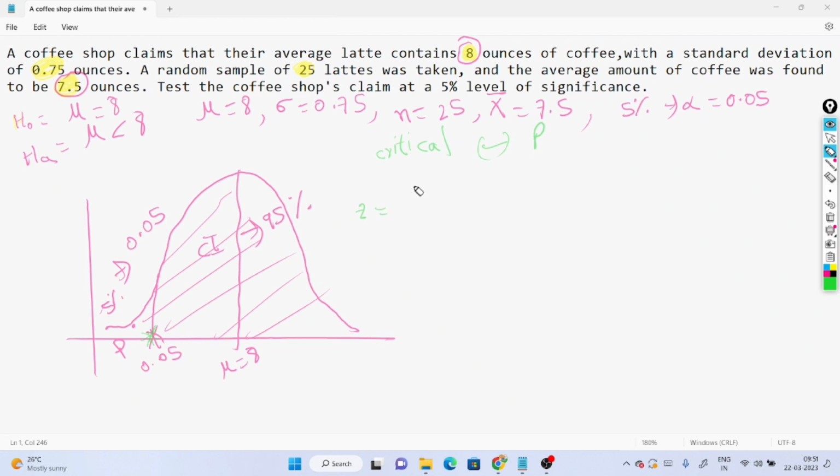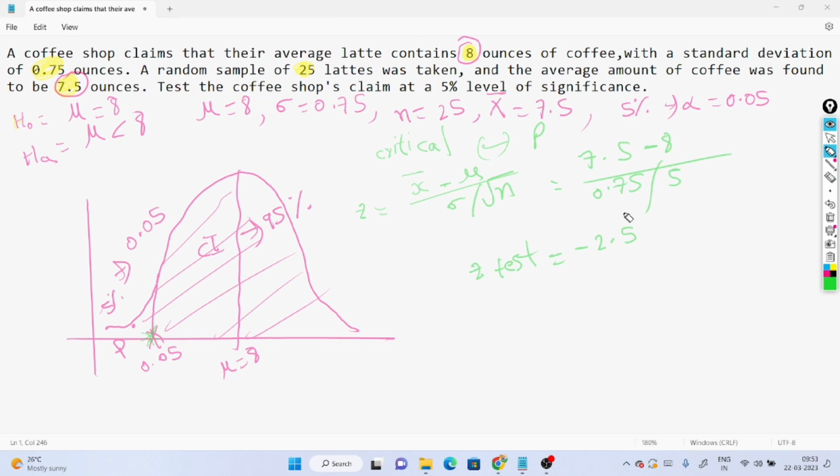So my Z could be something like x bar minus mu, that means sample mean minus population mean, divided by sigma by root n. That means the given standard deviation of the population divided by the square root of n. So now I can write this as x bar is 7.5 minus mu, which is 8, divided by sigma, which is 0.75, divided by the square root of n, that means the square root of 25, which is 5. After all the calculations, we may get some value like minus 2.5. So this is the value of the Z test.